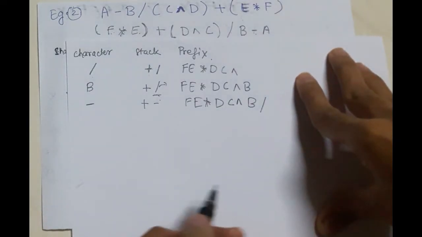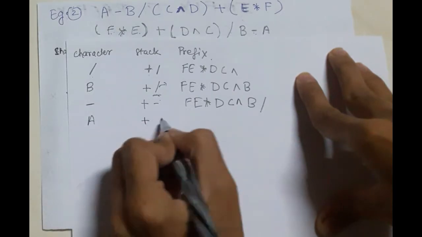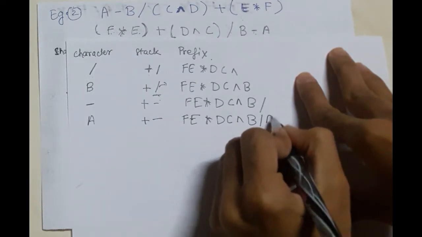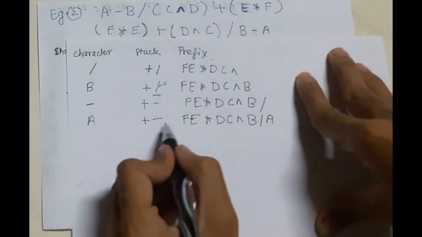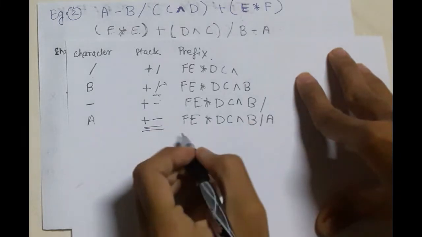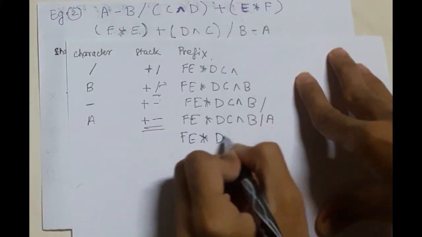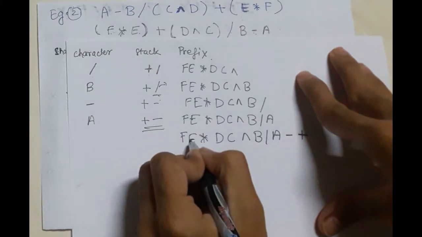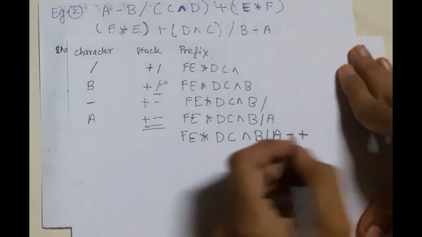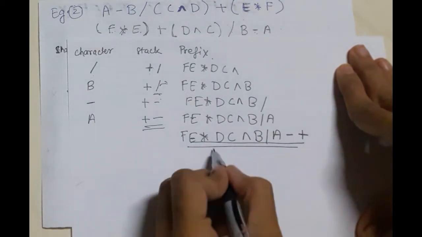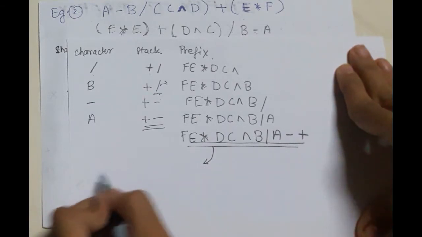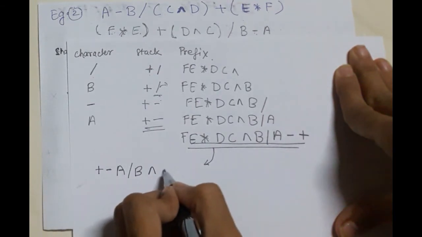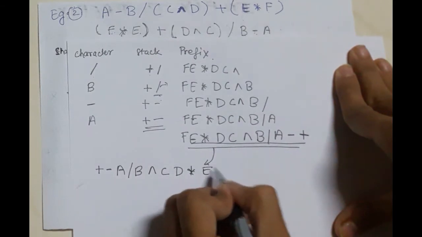After that, there is A. A is an operand. Right, and after that there's nothing. So the last step is to pop whatever is present in the stack. So we'll pop it: F E multiplication D C exponent B division A minus plus. Okay, and the last step, the third step, is to reverse the obtained string. So this is the obtained string. We will reverse it and then we'll get the required prefix expression. After reversing, it will be plus minus A division B exponent C D multiplication E F.